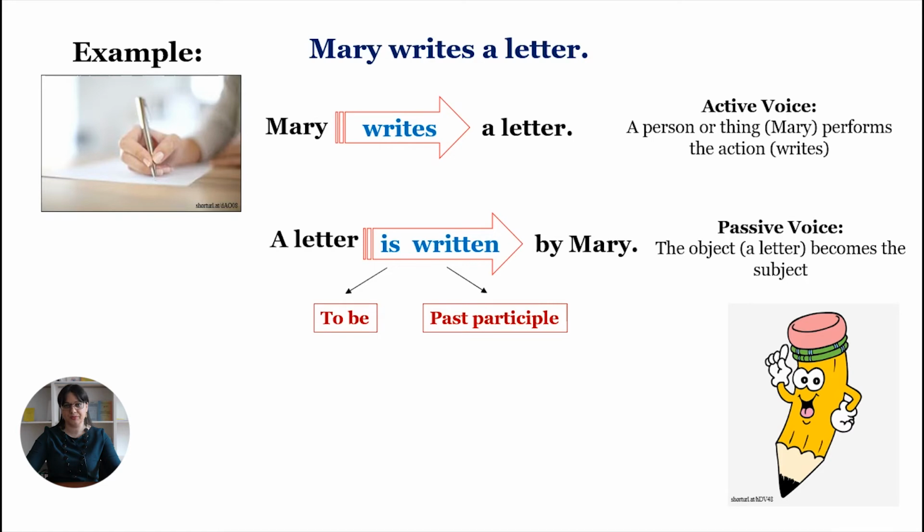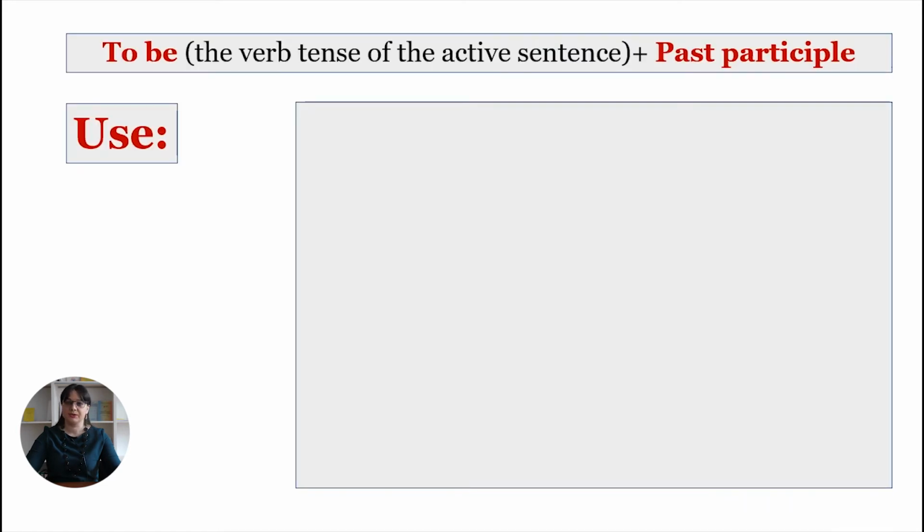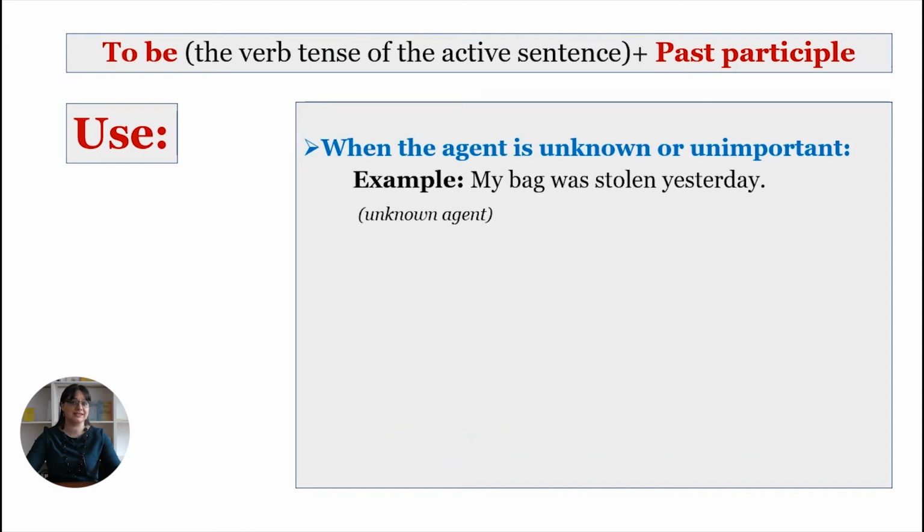How do we form passive voice? We have the verb to be, which takes the form of the verb from the active sentence, plus past participle. And now let's see how we use passive voice. When the agent is unknown or unimportant, as in the example, my bag was stolen yesterday. Who did this action? We don't know.